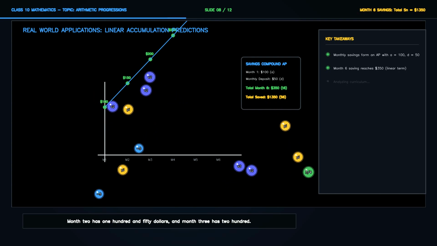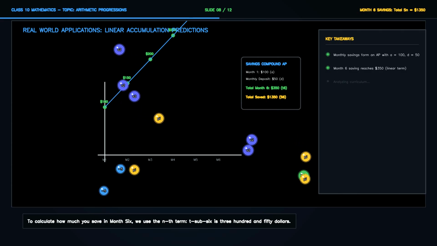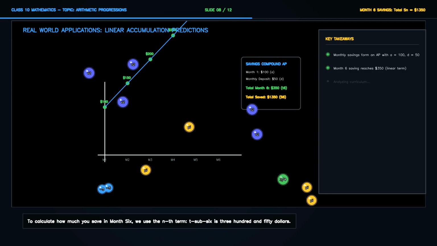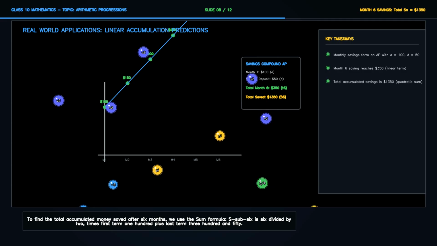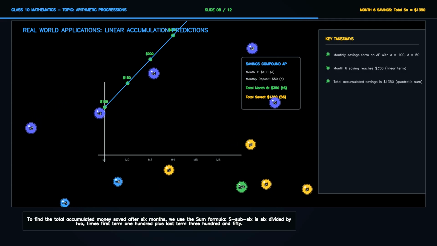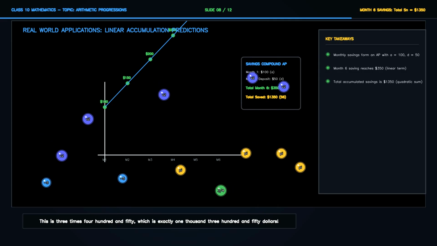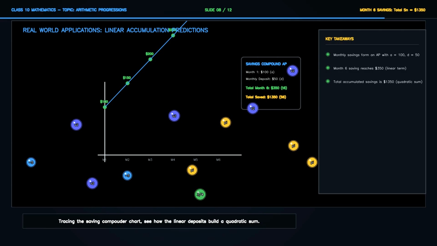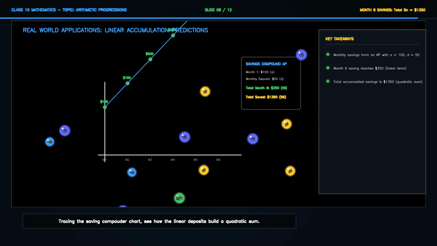To calculate how much you save in month 6, we use the nth term. T sub 6 is $350. To find the total accumulated money saved after 6 months, we use the sum formula. S sub 6 is 6 divided by 2, times first term 100 plus last term 350. This is 3 times 450, which is exactly $1,350. Tracing the saving compounder chart, see how the linear deposits build a quadratic sum.